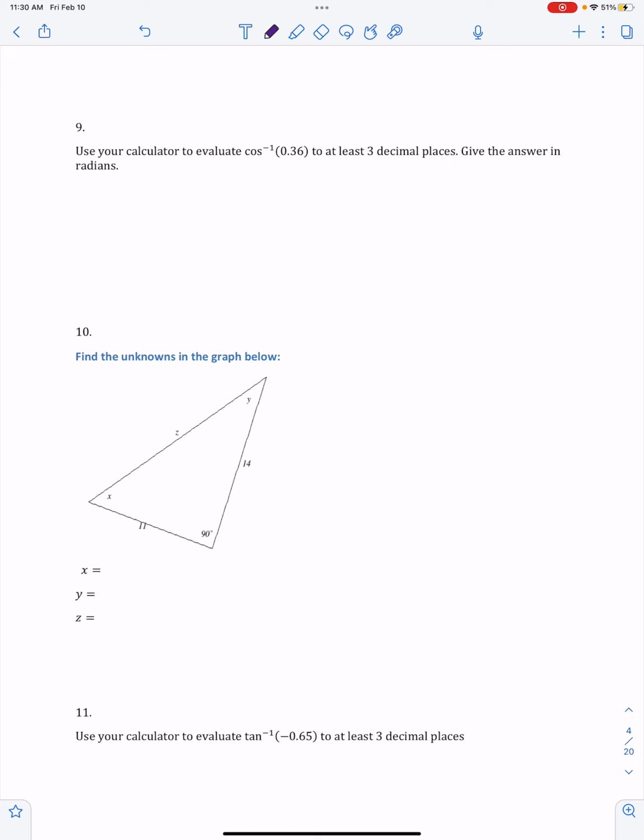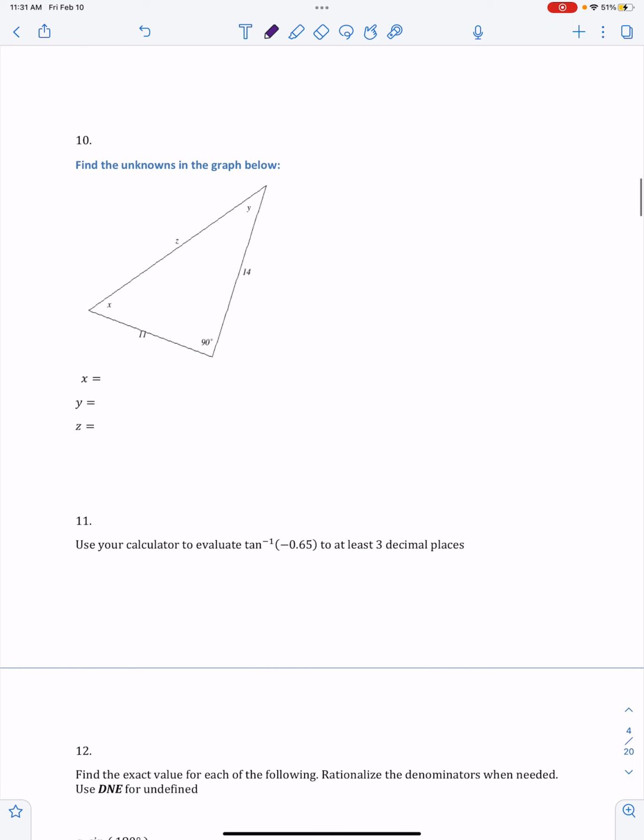You're going to round to 3 decimals just like it says here. So it's going to be 1.203. So the answer to inverse cosine of 0.36 is equal to 1.203 radians, of course.